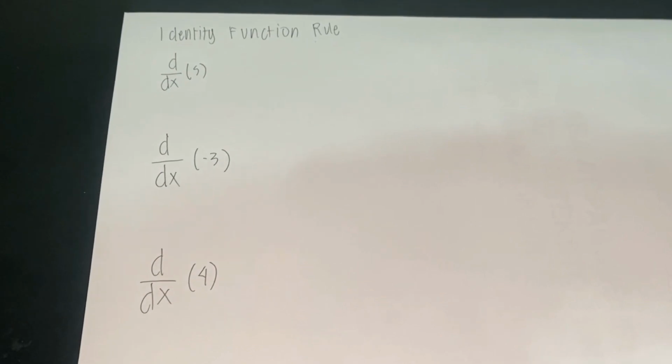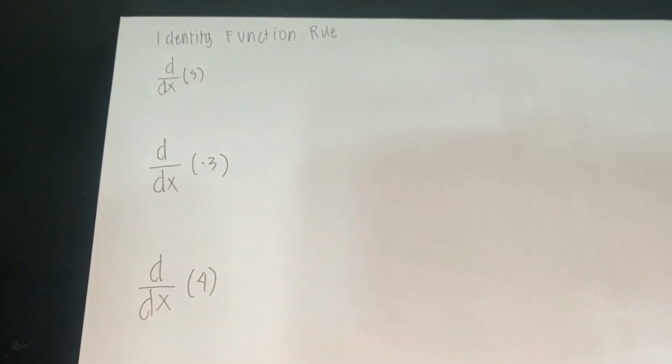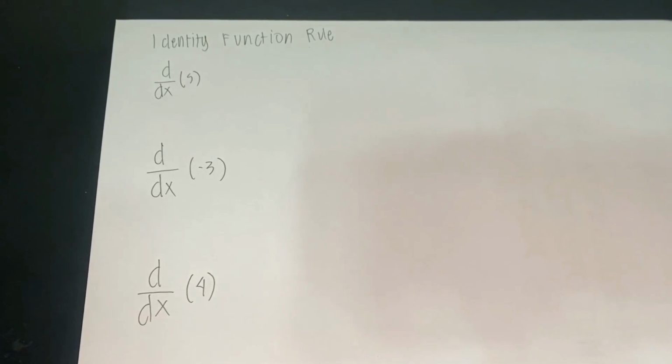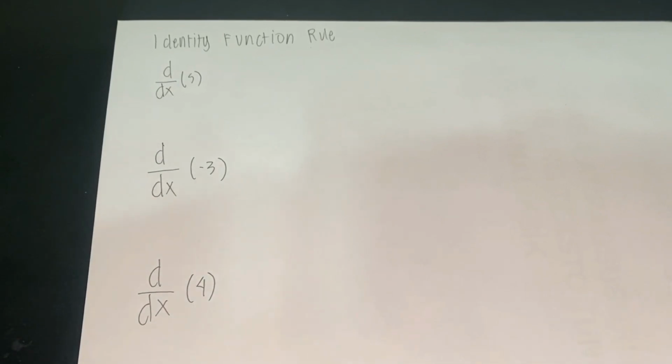So, for the second rule, the identity function rule. The identity function rule says the derivative of the identity function is equal to 1. Likewise, the derivative of a function of the first degree is equal to its given numerical coefficient. An identity function is a function where the output is the same as the input.